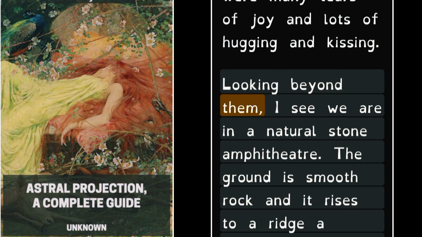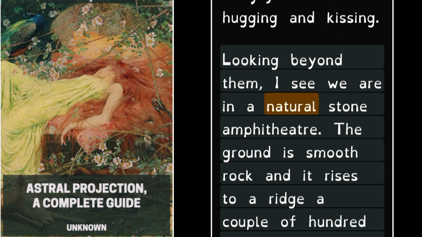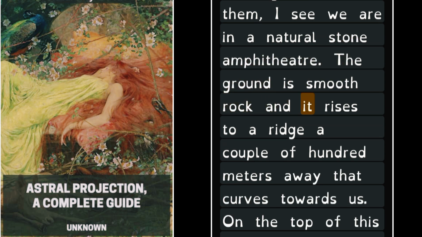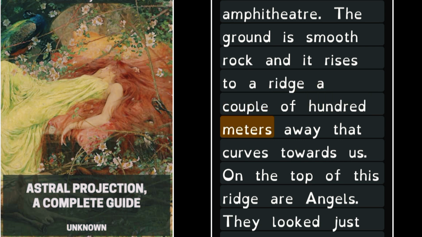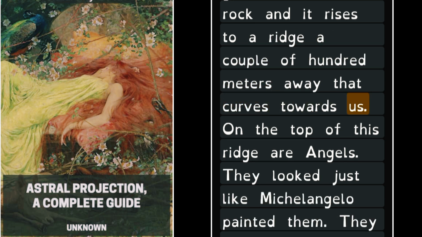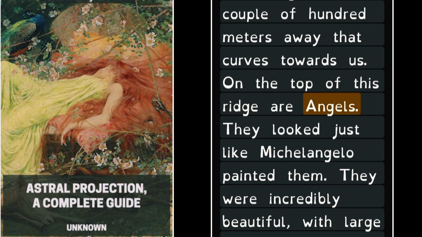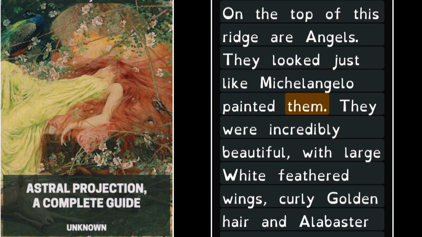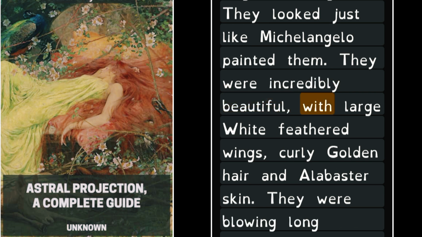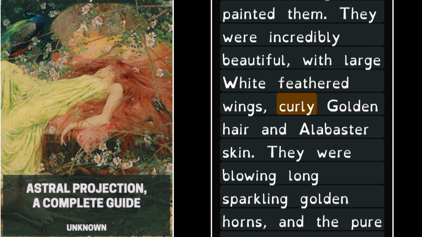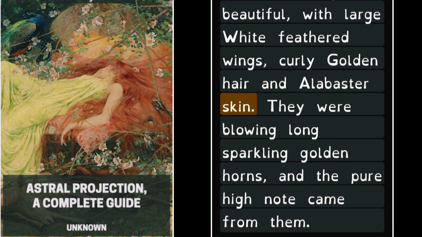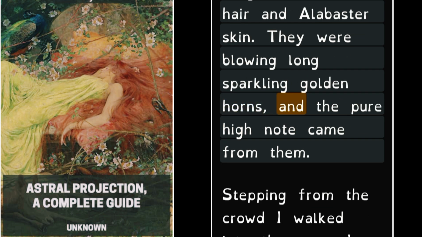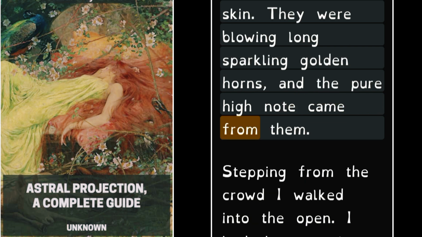Looking beyond them, I see we are in a natural stone amphitheater. The ground is smooth rock, and it rises to a ridge a couple of 100 meters away that curves towards us. On the top of this ridge are angels. They looked just like Michelangelo painted them. They were incredibly beautiful, with large white feathered wings, curly golden hair, and alabaster skin. They were blowing long, sparkling golden horns, and the pure high note came from them.